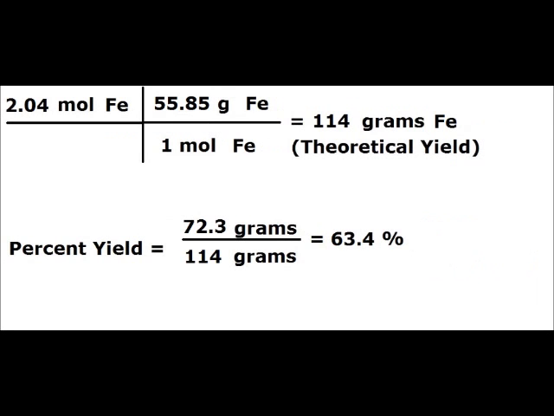So if we use that and we continue on with iron, we can find that the theoretical yield using this equation down here is 114 grams. And then the question told us that we had 72.3 grams for our actual yield. So if we divide that with 114 grams, we see that the percent yield is 63.4%.